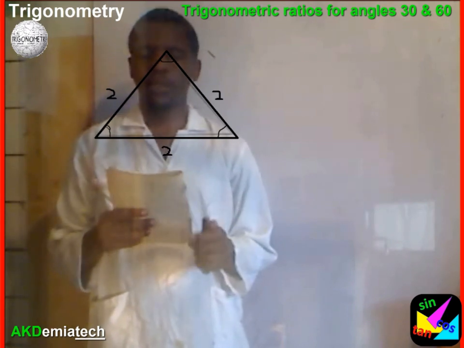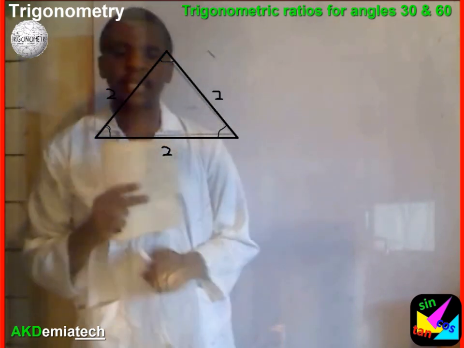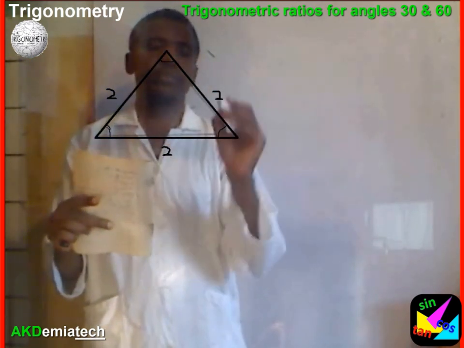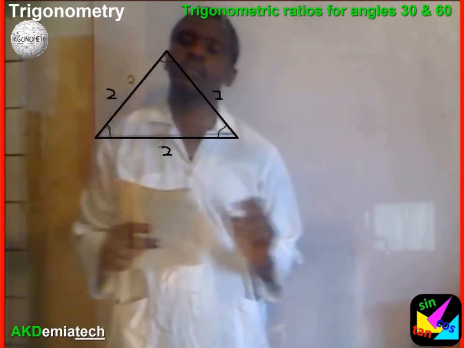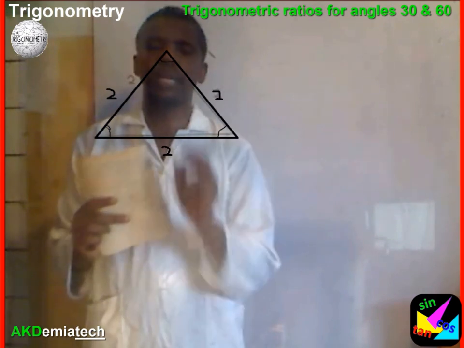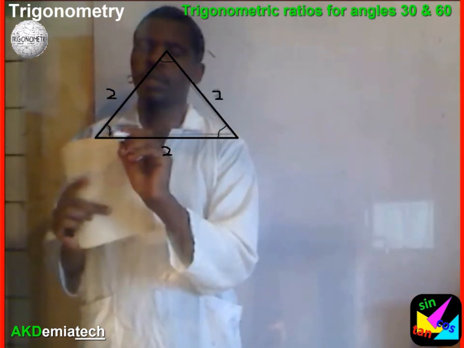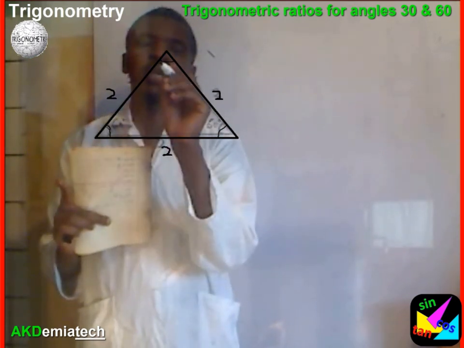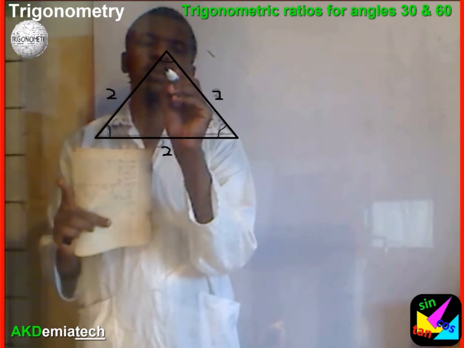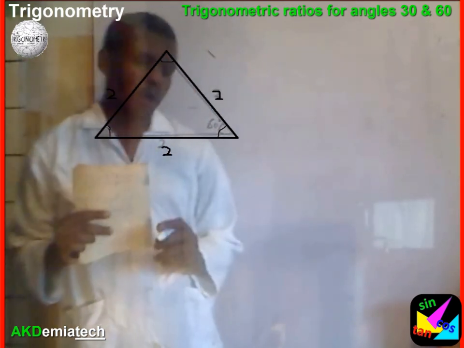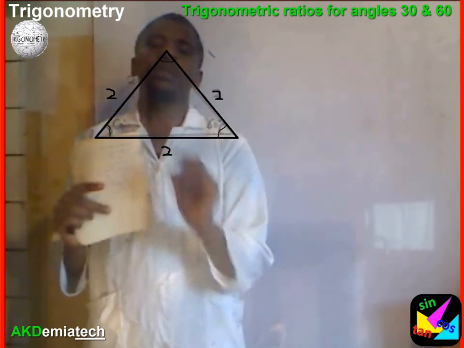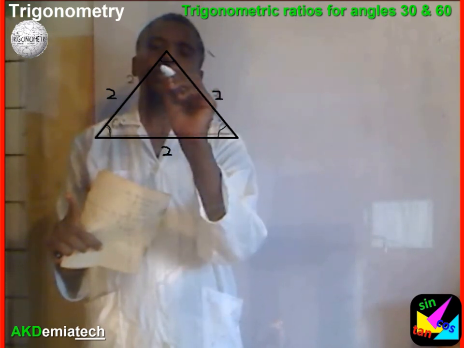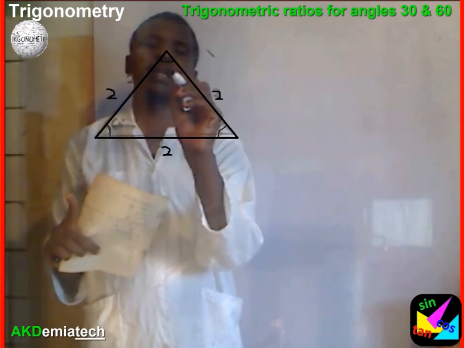Consider the equilateral triangle given here. Let's say all the sides measure 2 units. So if all the sides are the same, therefore it means that all the angles should be the same. Here I shall have 60 degrees and also 60 degrees. Now, if I divide this into 2 in the middle, this will measure 30 and 30 degrees.